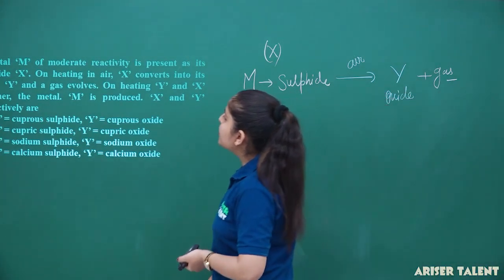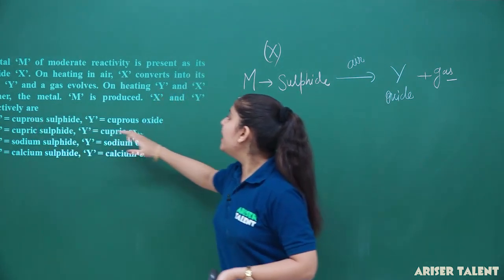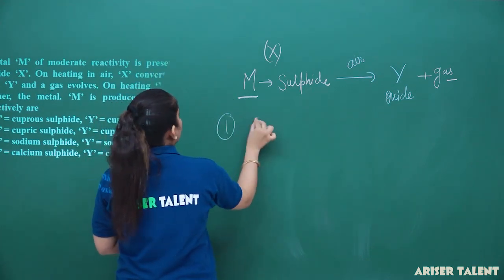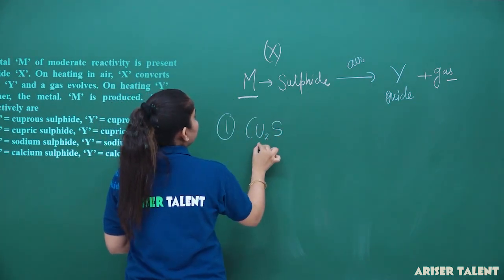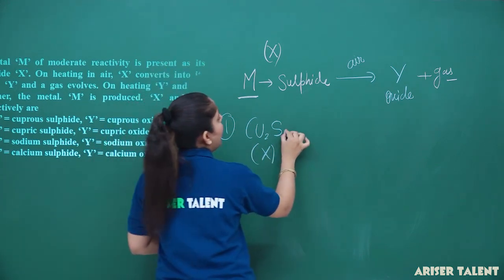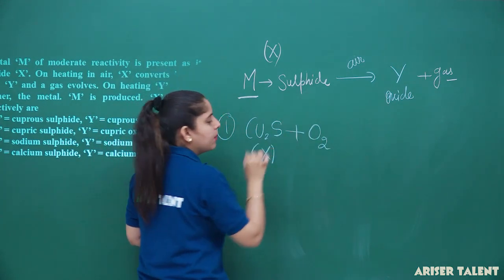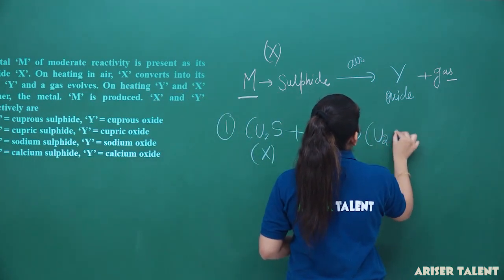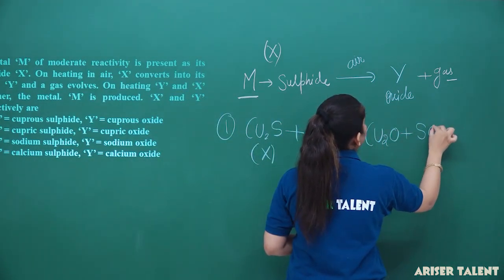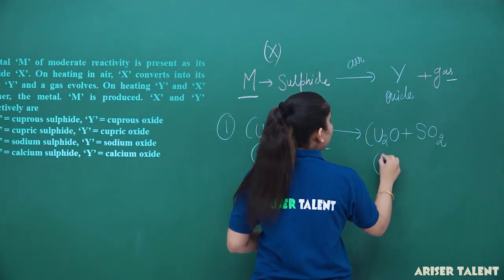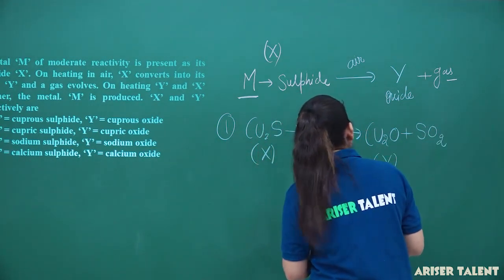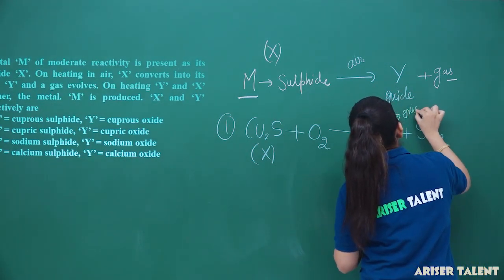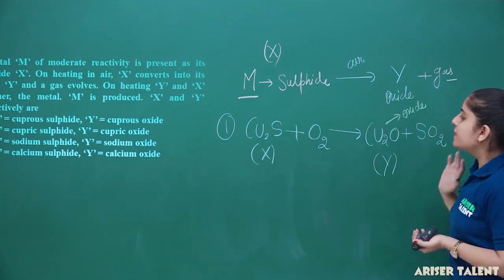So let's check the options here. Cuprous sulfide and cuprous oxide. Let us check the first option. This is cuprous sulfide, which is our compound X. I am reacting it in the presence of air. Air means O2. So what am I getting here? I am getting cuprous oxide along with a gas, that is sulfur dioxide. So this is the compound Y which we are obtaining here, and this compound is our oxide.